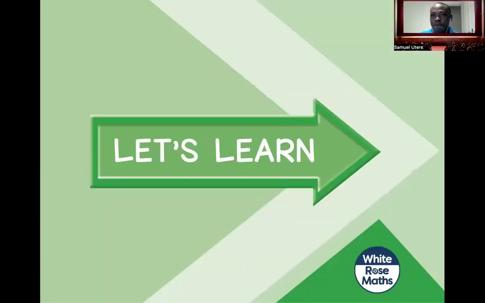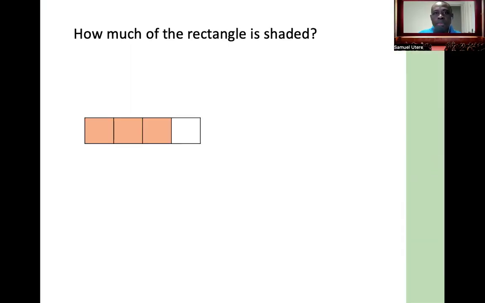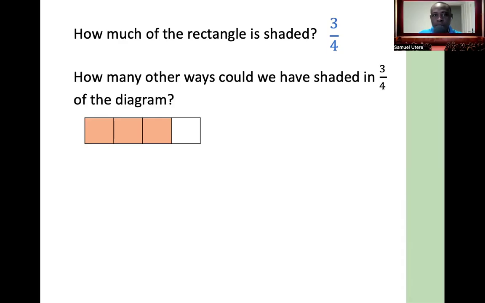Let's do some new learning. How much of this rectangle is shaded? What do you think? Well, I know you're very bright. You've said 3/4. So 3/4 is shaded. The rectangle is divided into 4 equal parts, and 3 of those 4 parts are shaded. So 3 out of 4 is shaded. So 3/4.